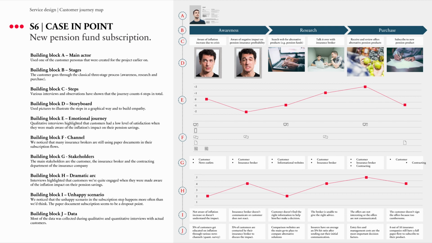Next, we also displayed the main stakeholders that were involved at each step. We noticed that within the last steps, a stakeholder from the contracting department would also contribute. We noticed that they did not have the same level of customer care compared to the insurance broker, for instance. This became quite clear in the last step, when the customer had questions around the contract, which are not answered clearly by the contracting team.